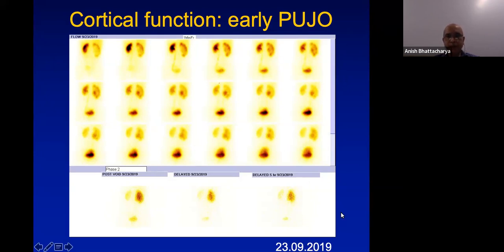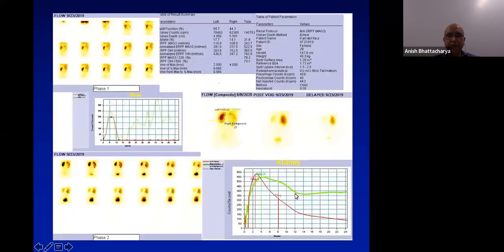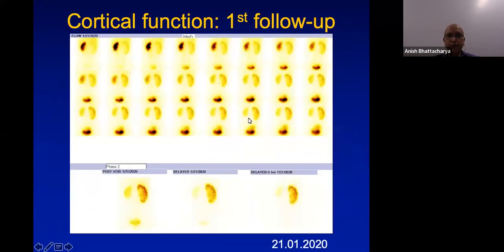This is on 23rd of September 2019. Renogram curves for the same kidney, the percentage function 55.56 on the left, 44 right. Look at the renogram curves. So the green curve, that is the right curve, is only partially coming down. This looks obstructed. The left kidney has an unobstructed drainage.